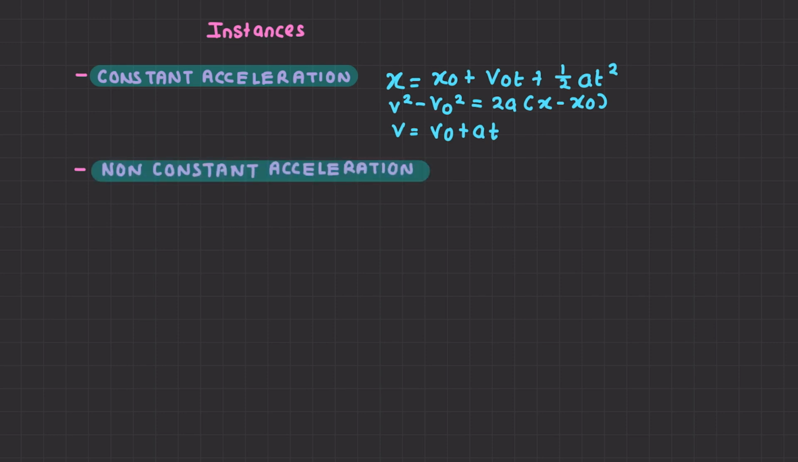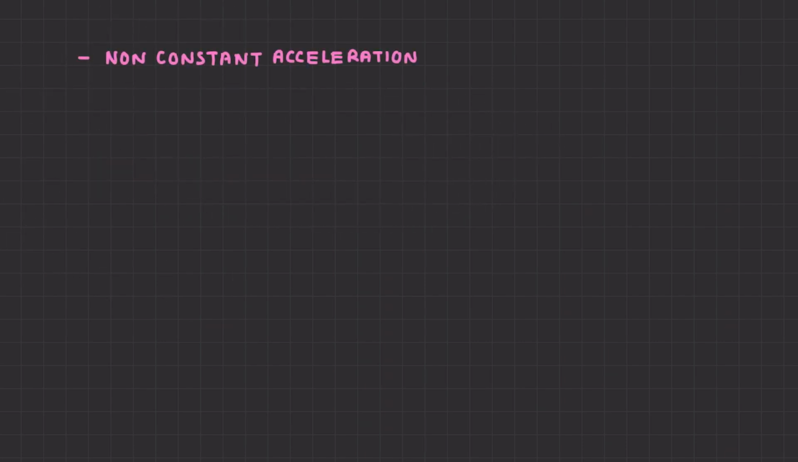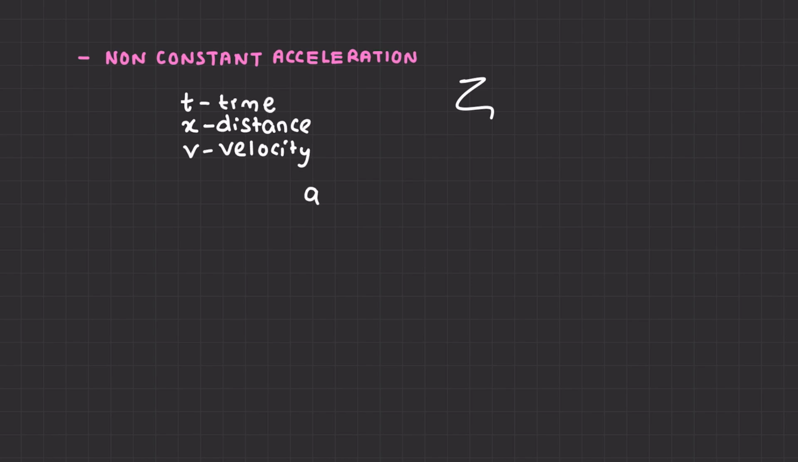That is non-constant acceleration. You may be wondering what non-constant acceleration is, and it's just acceleration written in terms of another variable. This variable can be t, time, x, distance, and v, velocity. For example, we have this. This acceleration is dependent on t, time. We also have this. This can be another example of non-constant acceleration.